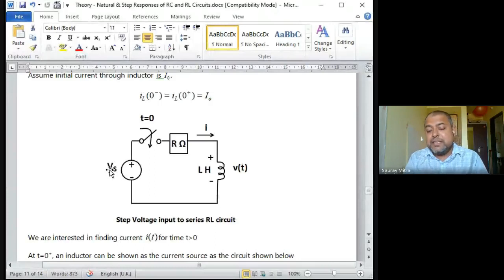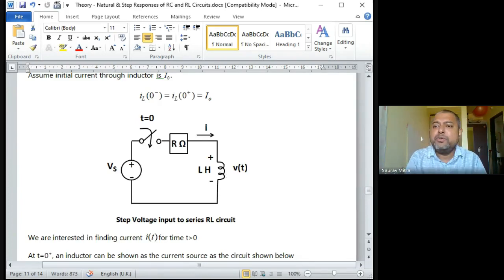For RL and RC, we will see what is the natural response and what is the step response. Response means how the current decays or how the current builds up in the circuit, that we are going to see. Step response is easy to understand because here we are giving a unit step input, 1 volt at t equal to 0. There is an R and L circuit, or an R and C circuit, and we are going to find out how much is the voltage across the capacitor in RC, and how much is the current through the inductor in RL. That is the step response.